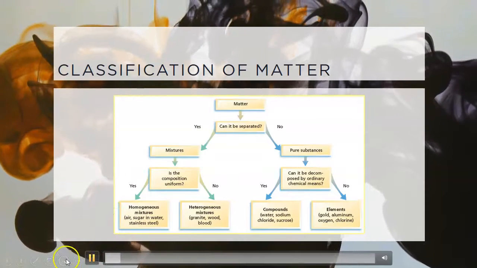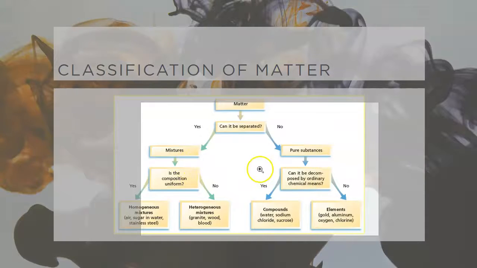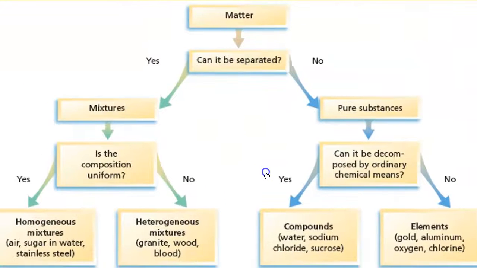So what we're going to do today is we're going to classify matter into several types. And for now, I have this chart here. We're going to break down each part individually. But the first thing we want to ask about matter is, can it be separated? If the answer is no, that's what we've been talking about, pure substances.